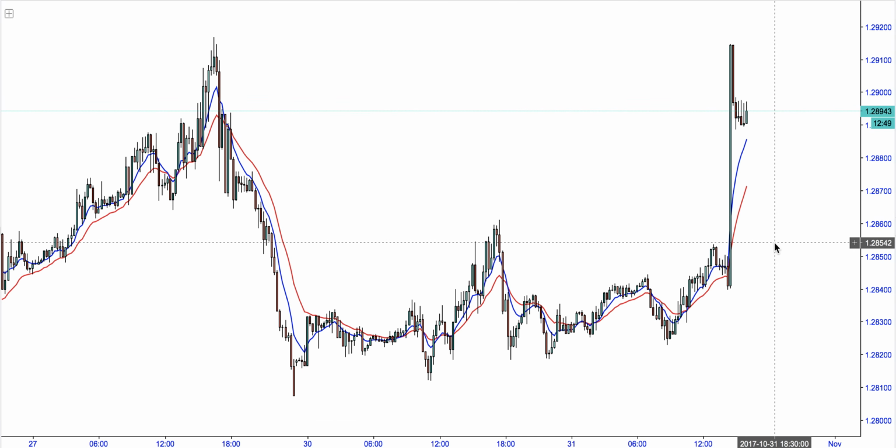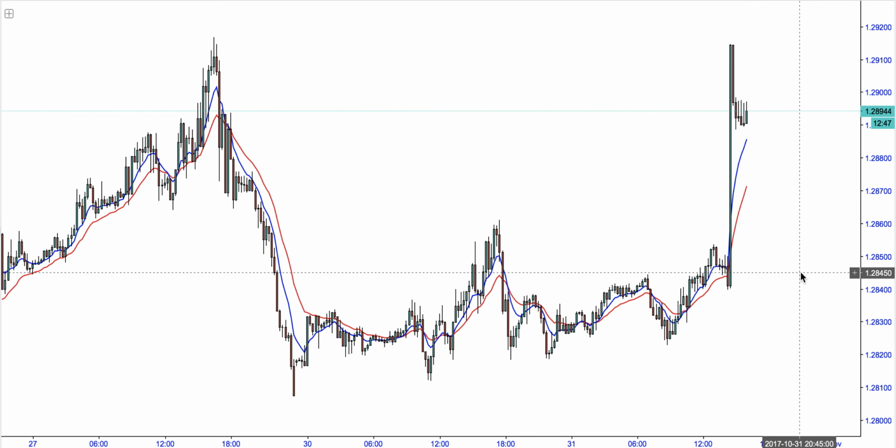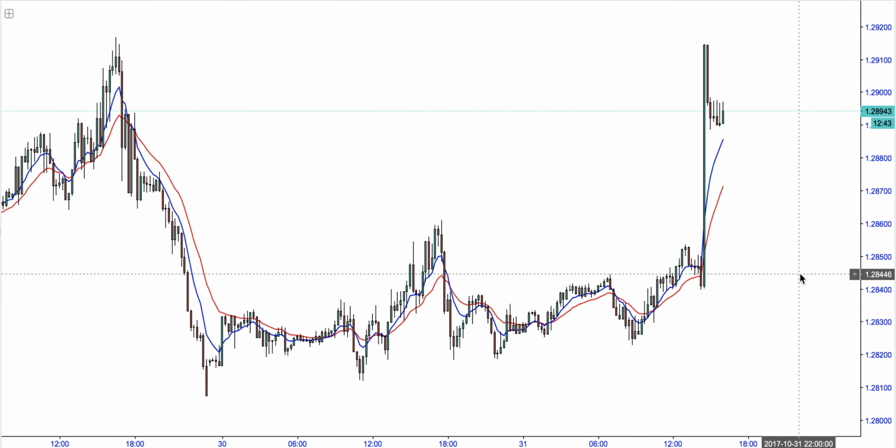And today we've had a little bit of a pop up off weaker than expected GDP figures around 45 minutes to an hour ago. So what to expect on USDCAD?